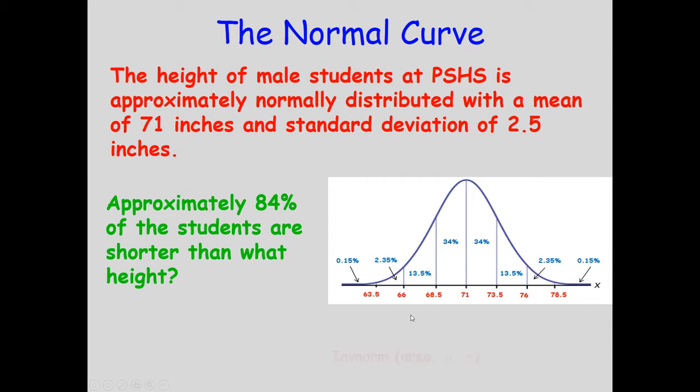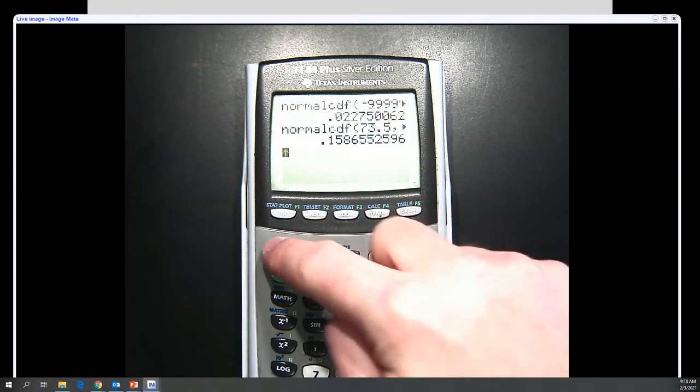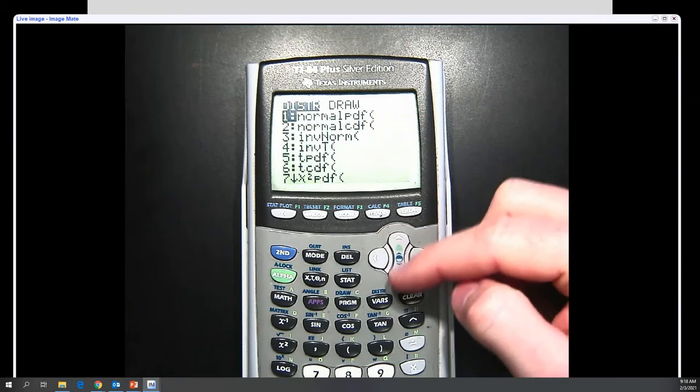The way we're going to do that is by using something called inverse norm. It undoes a normal CDF. It takes in probability, which we're going to call area. Those are synonymous in statistics. So we're going to put in the probability to the left and then still specify where the curve is centered and what its standard deviation is. So in your calculator, when they give you a probability, you're going to hit second vars again, and you're going to choose inverse norm.